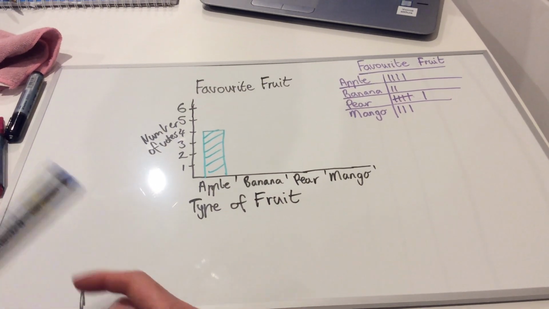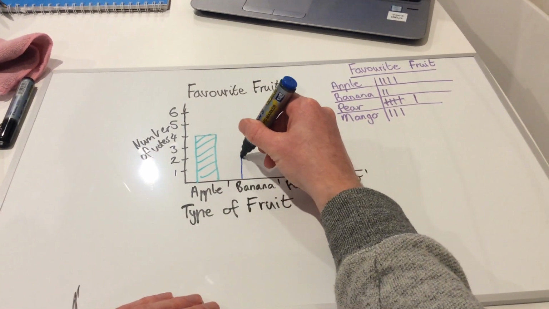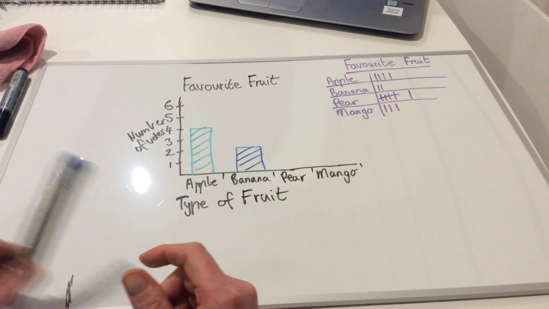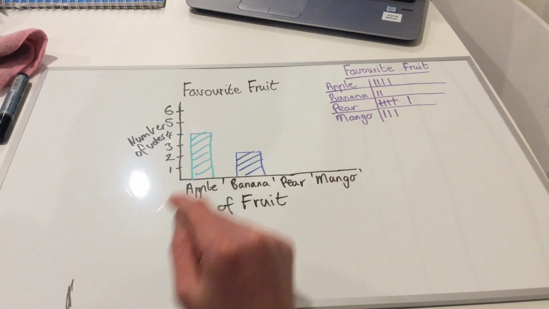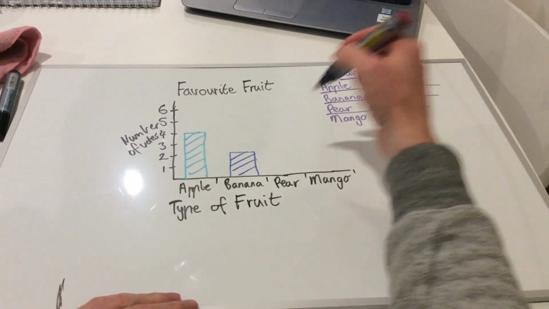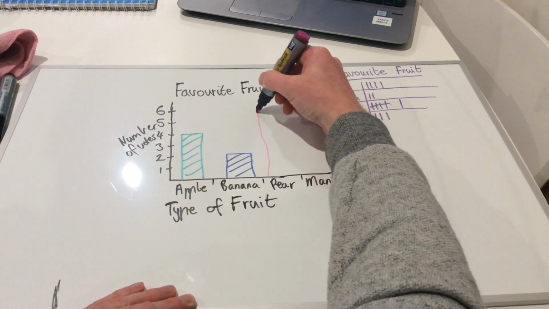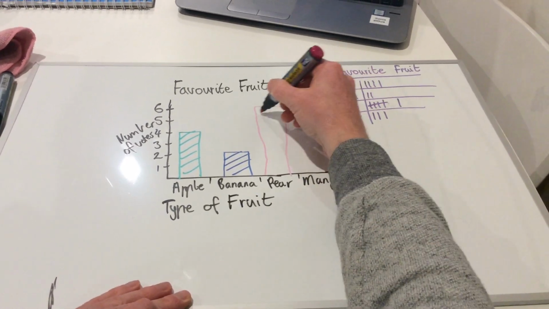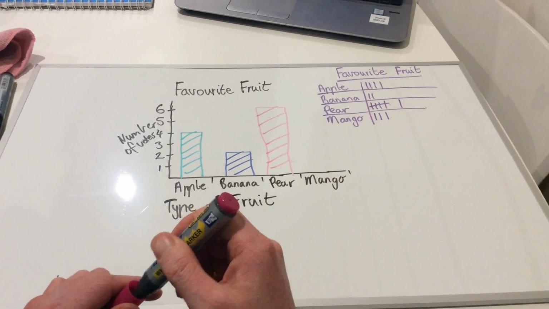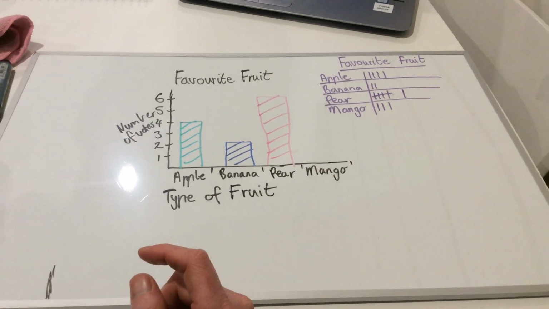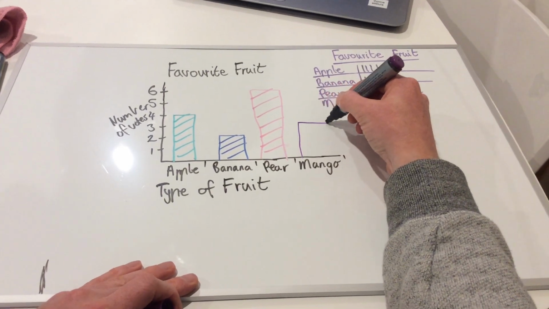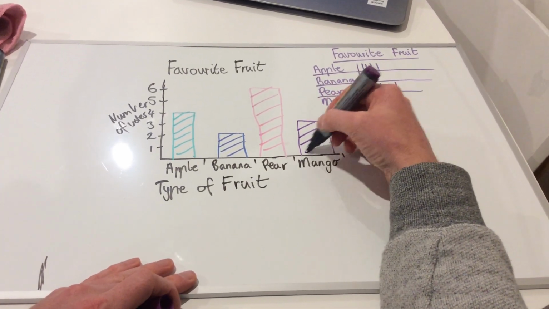Then I can go to banana, which only has 2. Okay, nice and clear, nice and neat. You can have your bars together. I'm choosing not to, just so it makes it a bit clearer for everyone to see. Pear, we've got up to 6, so this is the biggest one here. So up to 6, straight down. Remember, you'll use a ruler. Mine's a bit wonky, doesn't look that good when it's wonky. And then the last one is a mango. Okay, and the mango is 3. And we just quickly shade that in.